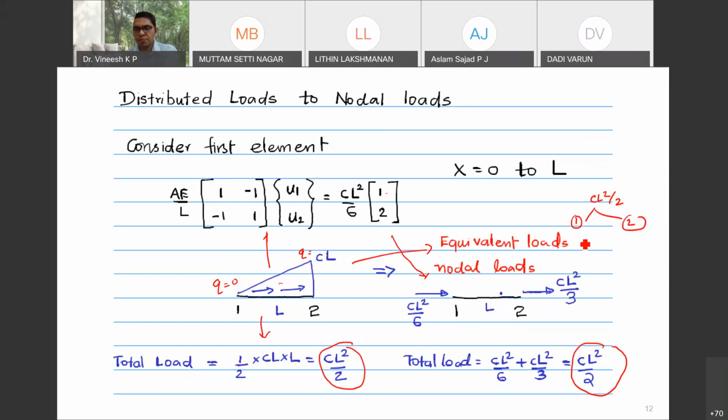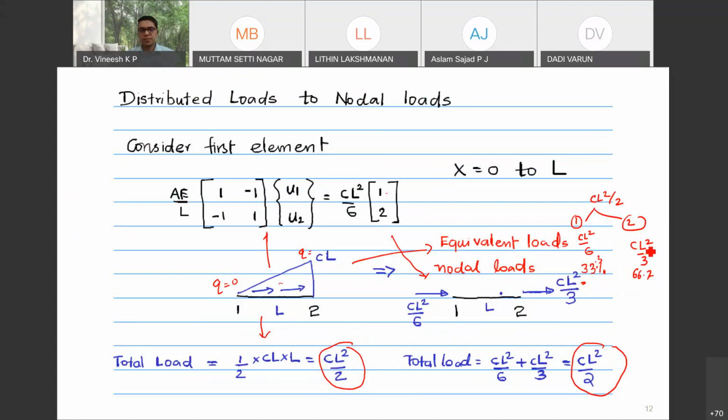If you look at the magnitude which is distributed in the first node, it is equal to CL square by 6. And what is applied on the next node, node 2, is CL square by 3. So if you look at it, the load is not distributed equally on both nodes. So what is the percentage here? This is around 33%, and this is around 66.7%. This is around 33.3% and 66%.